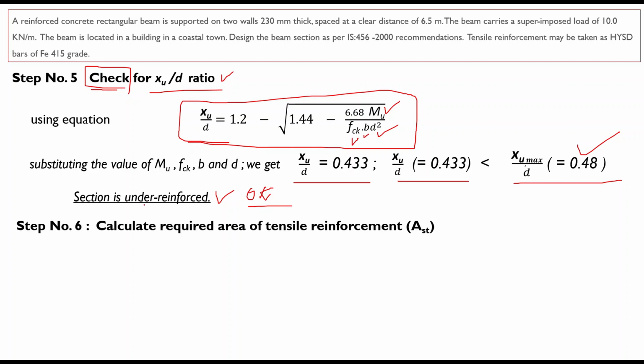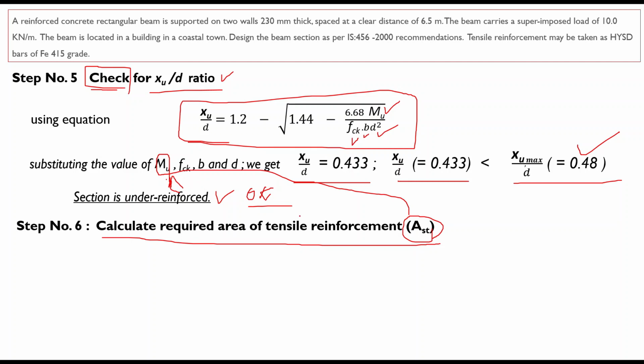Now what is step number 6? Here we have to calculate the required area of tensile reinforcement. One thing you have to be very clear about here is that when we decide the area of steel required, the area of steel will directly depend on the bending moment. That means what bending moment is coming on the section.